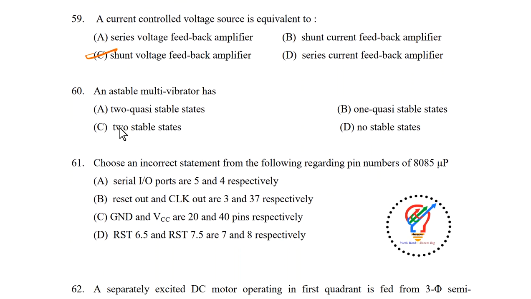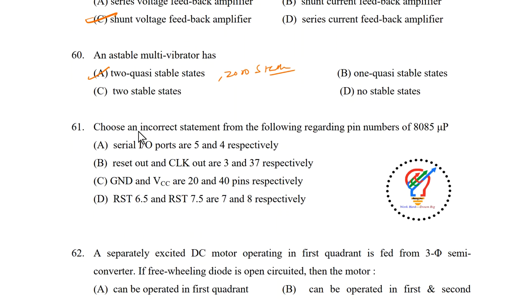Okay, an unstable multivibrator has a dash. So in an unstable multivibrator, it will have two quasi-stable states and zero stable states. Two quasi-stable states means it's going to oscillate between the two states here. That is not going to remain the same.